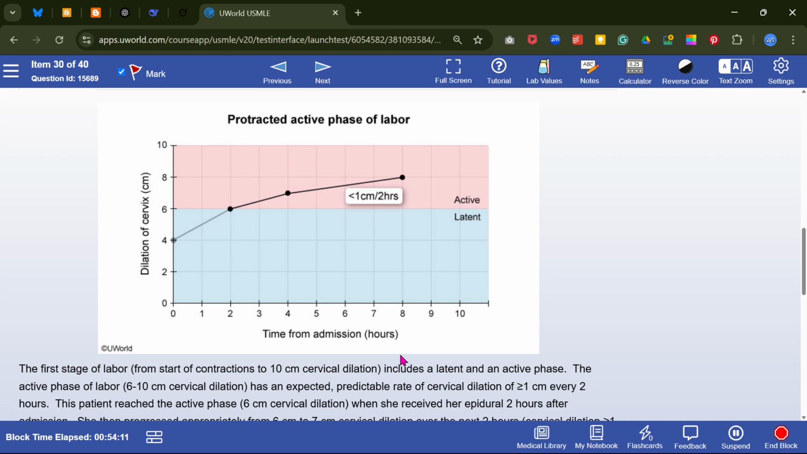Then from 4 to 8 hours, there is less than 1 centimeter dilatation. In these 4 hours, a minimum of 2 centimeters dilatation should be needed. So there is less than 1 centimeter dilatation. That means it is not passing through the canal. So that's why the head is halting, due to cephalopelvic disproportion. Maybe.